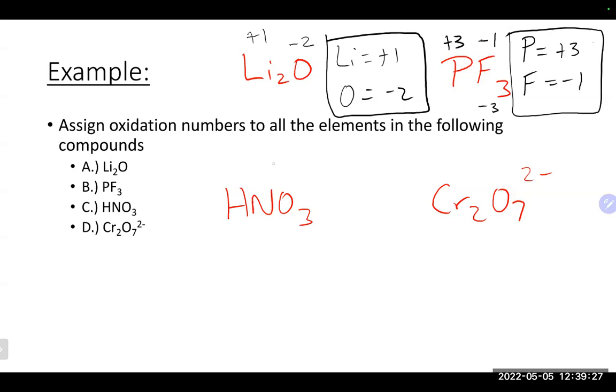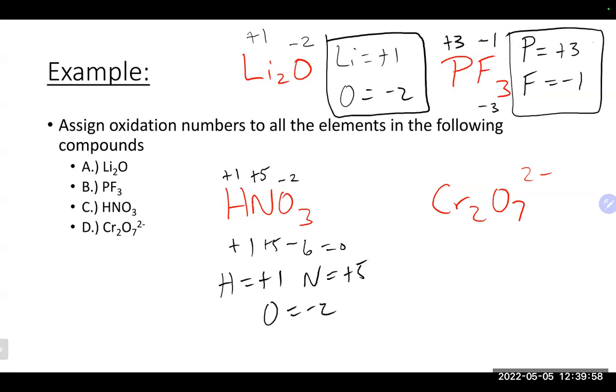Going down to our nitric acid, oxygen is -2, which gives us -6 overall. Again, leaving the guy in the middle for the end. Going to the other side, hydrogen is +1. In this particular case, the overall charge is 0, so to balance that out, nitrogen would be +5, I believe. And that should get us to 0. So hydrogen here should be +1, nitrogen should be +5, and oxygen should be -2. Any questions on that one?